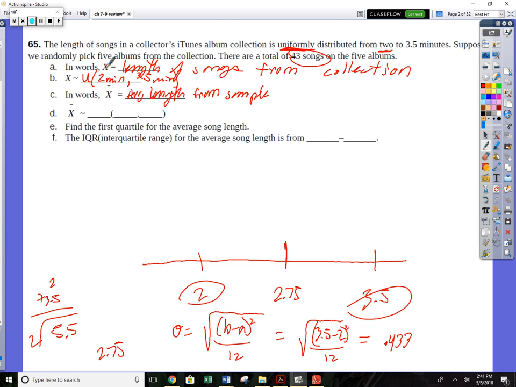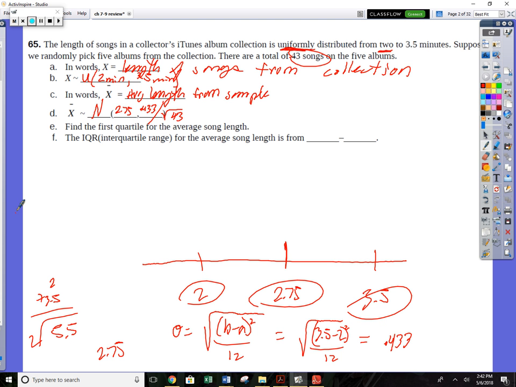So X is just talking about the length in general, but with X bar, we're talking about the average length. And because we did a sample of 43, that's large enough, the average is going to follow a normal distribution. So here we go. X bar is going to be normal. The mean is the same as the distribution mean, that is 2.75, and you take the population sigma, 0.433, and divide it by the square root of 43.